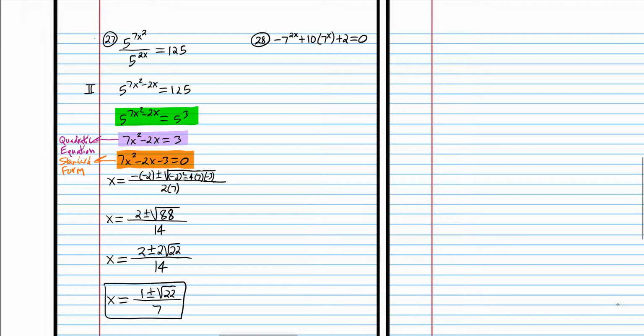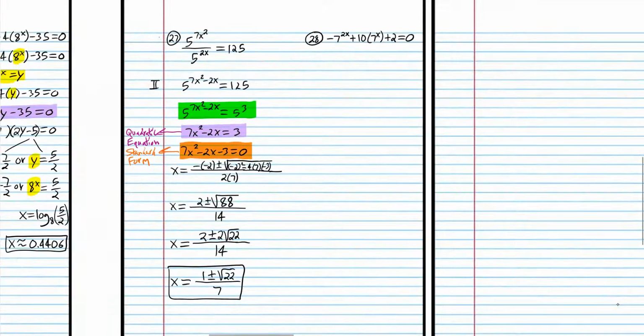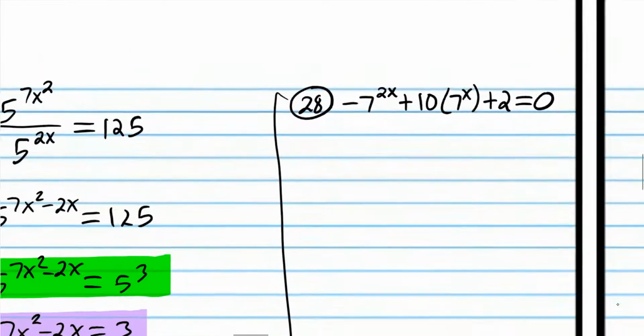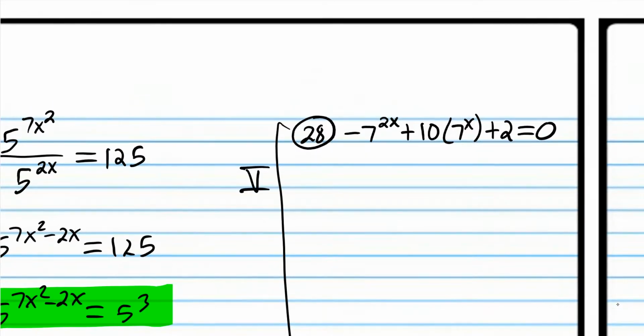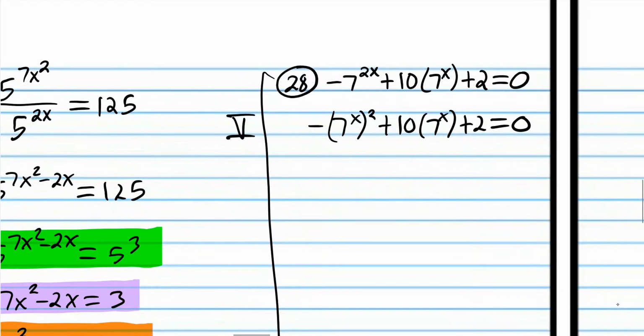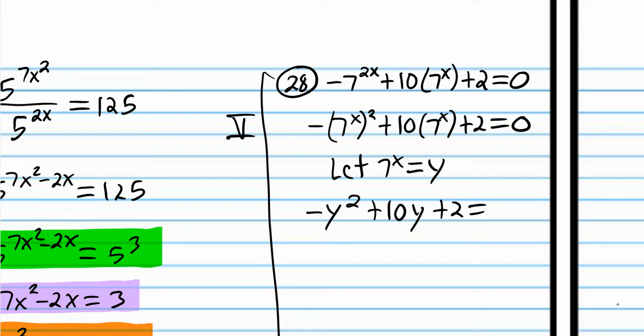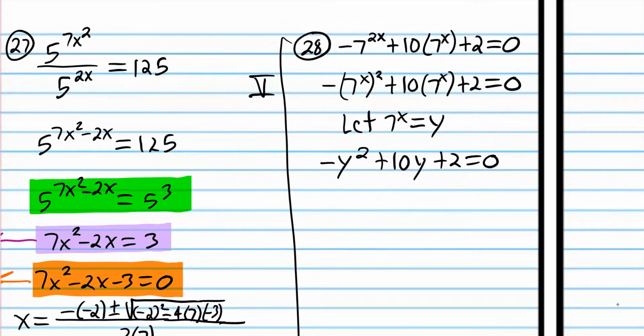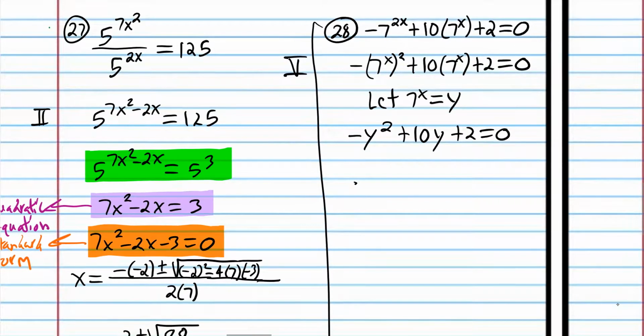All right, we're back. We're going to use rule number 5. And then we're going to let 7 to the x equal y, and then replace 7 to the x with y in the equation above. We don't really need to use the parentheses. Now, if you try to factor that, you're going to find that it's not easily factorable. And so we need to find y.